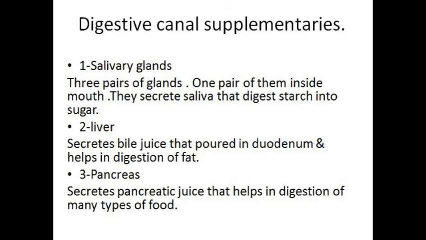Number two, the liver. We have studied it in the previous organs when we studied the duodenum of the small intestine. We said that this is the place where the bile juice is poured, and that the bile juice is secreted from the liver. And number three is the pancreas, and it secretes the pancreatic juice that helps in digestion of many types of food. This was the digestive canal supplementaries.